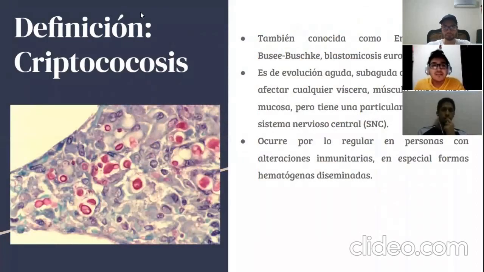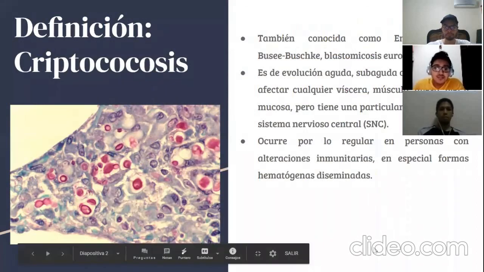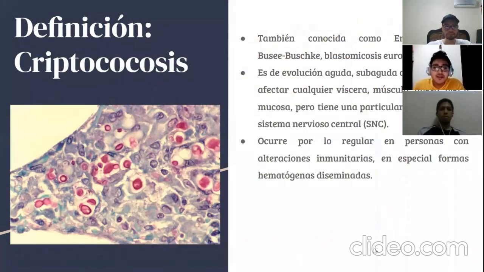Definition. Cryptococcosis, also known as Busse-Buschke disease or European blastomycosis, has an acute, subacute, or chronic evolution. It can affect any viscera, muscle, bone, skin, and mucosa, but it has a particular affinity for the central nervous system. It usually occurs in people with immune disorders, especially in disseminated hematogenous forms.